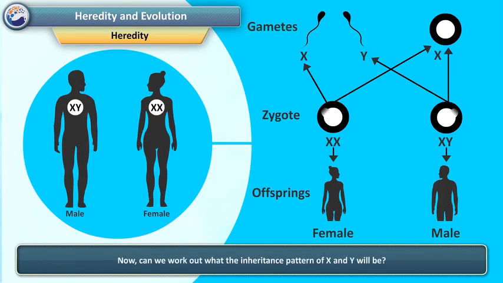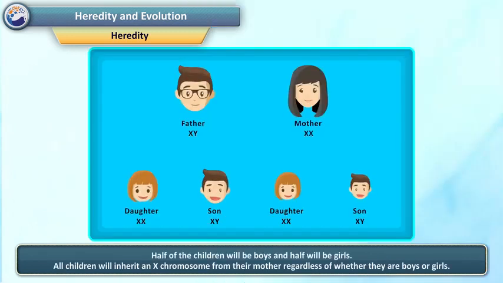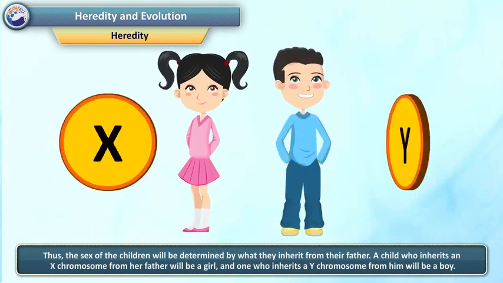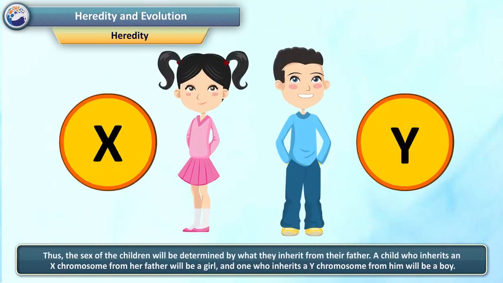Now, can we work out what the inheritance pattern of X and Y will be? Half of the children will be boys and half will be girls. All children will inherit an X chromosome from their mother regardless of whether they are boys or girls. Thus, the sex of the children will be determined by what they inherit from their father. A child who inherits an X chromosome from her father will be a girl, and one who inherits a Y chromosome from him will be a boy.